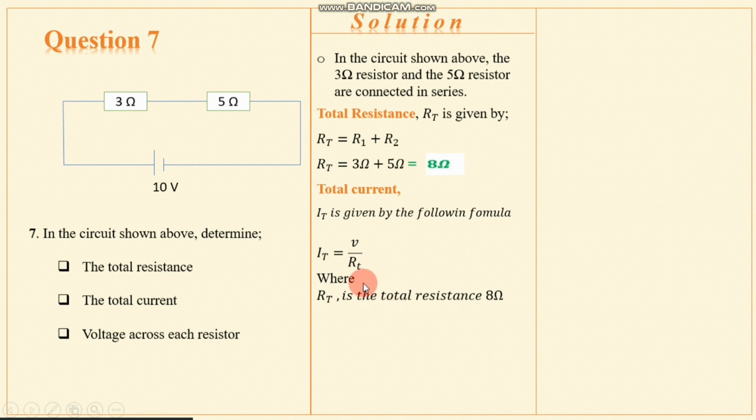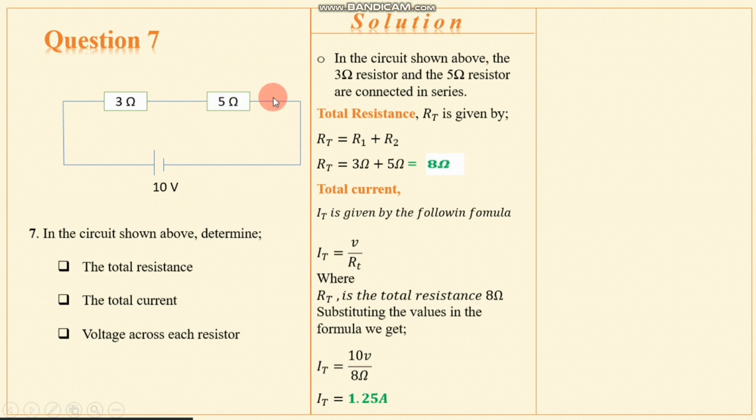If we substitute these values into this equation, we get the total current to be 10 volts divided by 8 ohms. Remember, 10 volts is the total voltage across the circuit, and 8 ohms is the total resistance of the whole circuit. If we type these values in the calculator, we get 1.25 volts per ohm, and this is current. So the current is 1.25 amperes. 1.25 amperes is the current that is passing across this whole circuit. It's not shared, it's the same current. So we are done with the second part of the question.